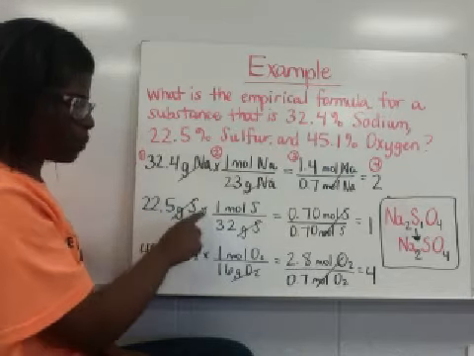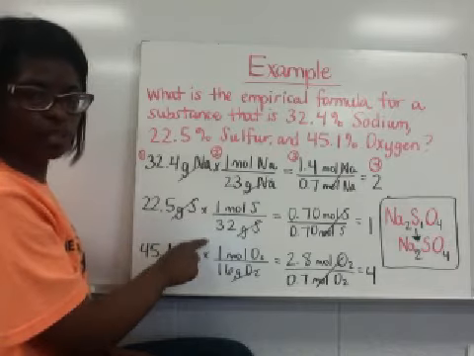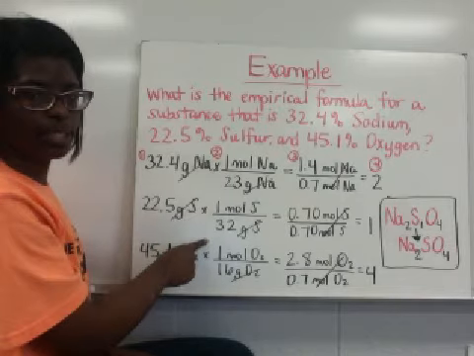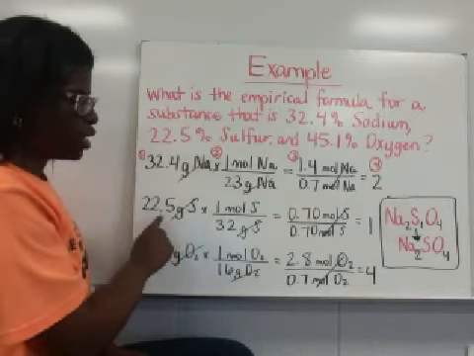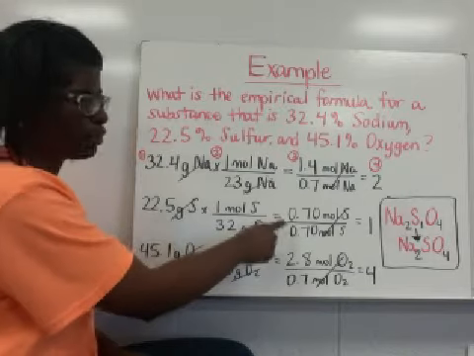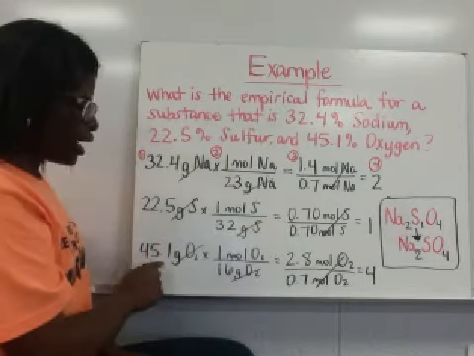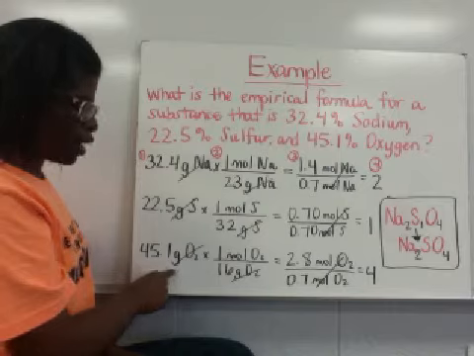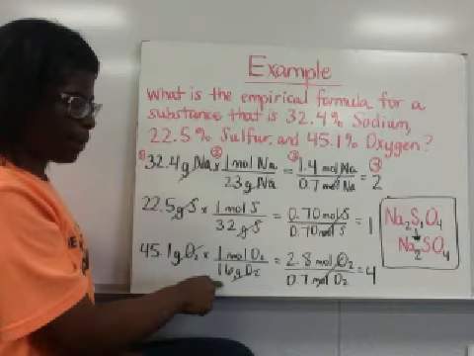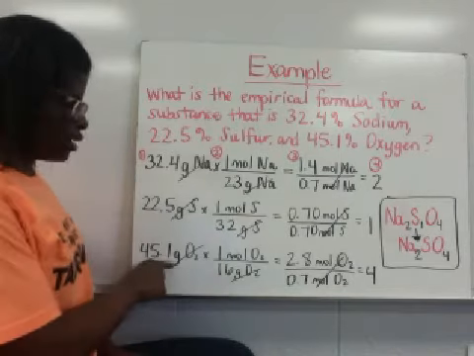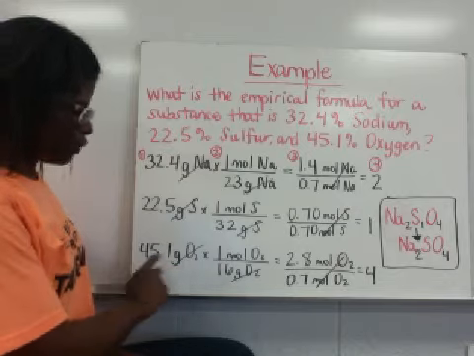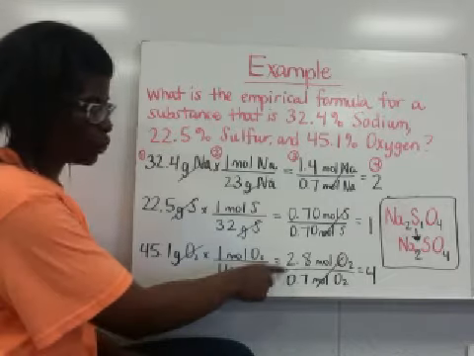22.5 grams of sulfur multiplied by 1 mole divided by 32 grams of sulfur, because that's the mass of sulfur. Grams and grams are going to cancel. 22.5 divided by 32 gives you 0.70. And then for oxygen, 45.1 multiplied by 1 divided by 16. So 45.1 divided by 16 is going to give you 2.8.